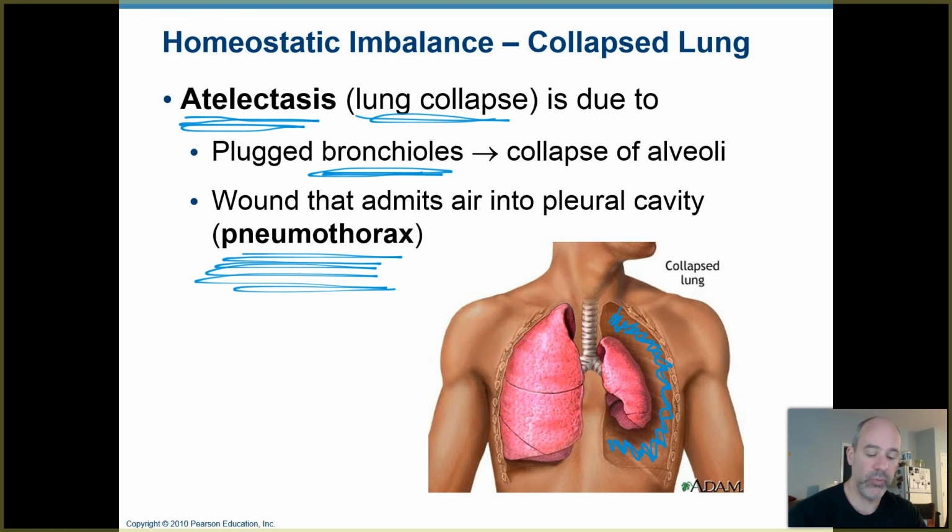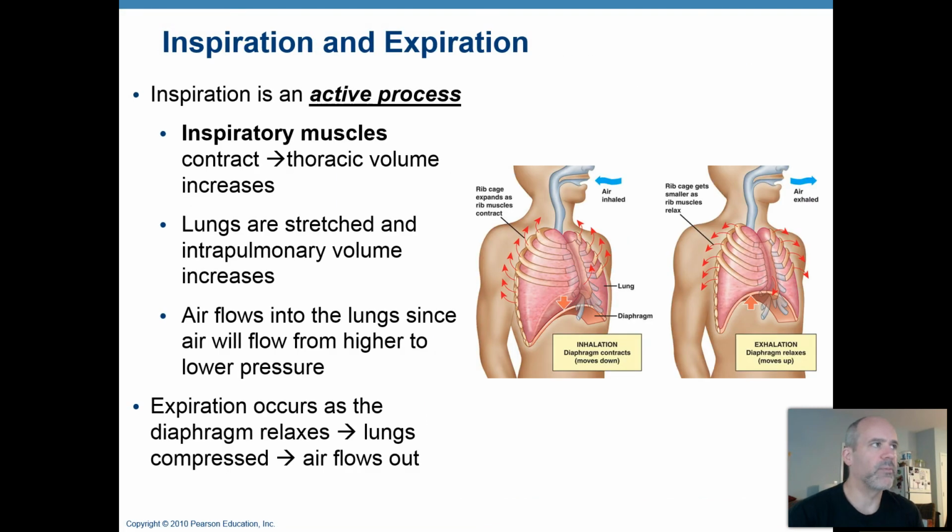If you have any kind of wound that punctures the wall of the pleural cavity and allows air to flow from outside into the pleural cavity surrounding the lungs, that's also going to increase the air pressure in there and cause pneumothorax, which will collapse the lung as well. That can happen sometimes in stabbing victims or in gunshot wounds. If you puncture the wall of the thoracic cavity, but you don't necessarily puncture the lung itself, that can cause lung collapse.